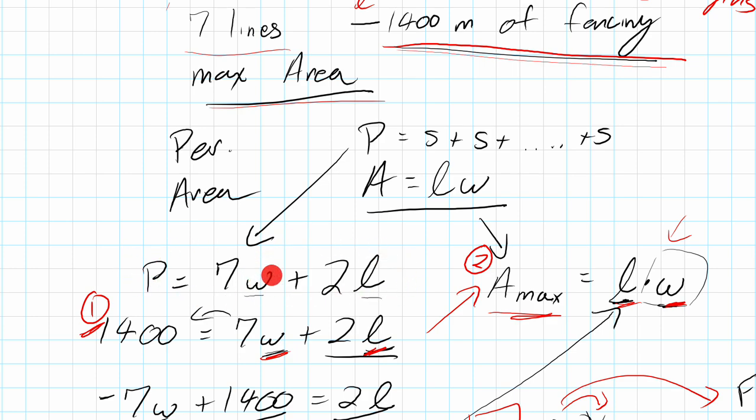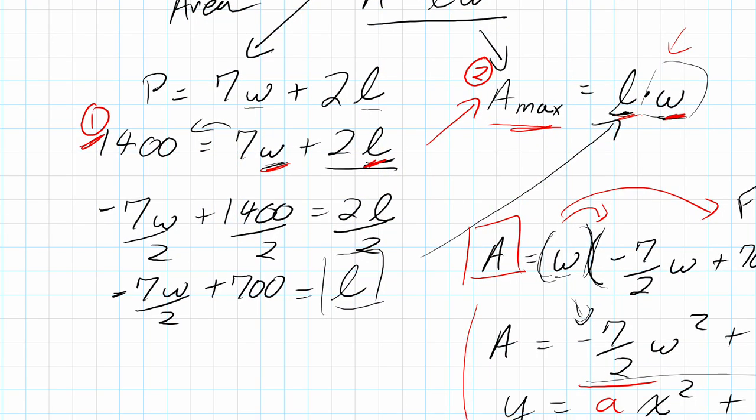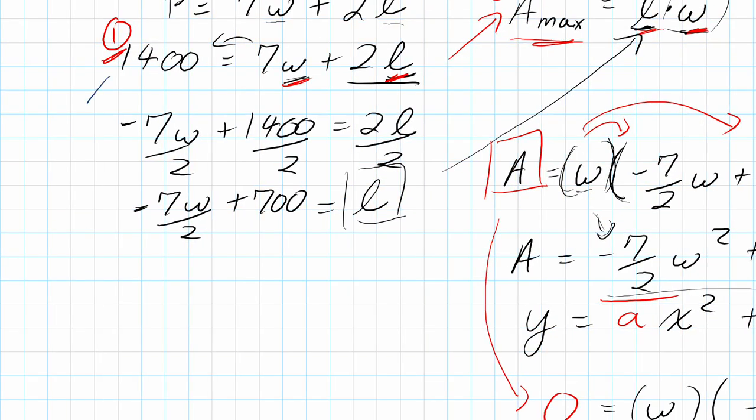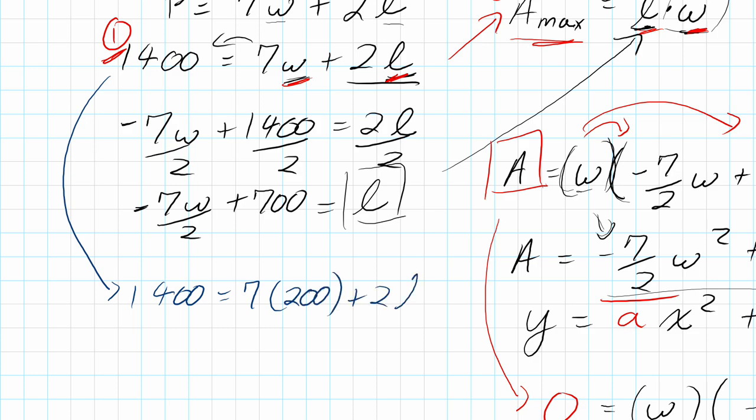My perimeter formula is here. We've just discovered that width is 200. We can plug that in, and we know that the perimeter is 1,400. That's all the fencing we have. And we can isolate for our L in this case. So I'm going to take this formula, bring it down here, 1,400. That's how much fencing we had, is equal to those 7 widths, which are each 200 units. And that will help us isolate for L. We can figure out what our L is in this case.